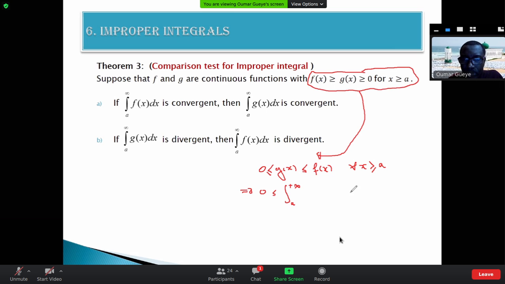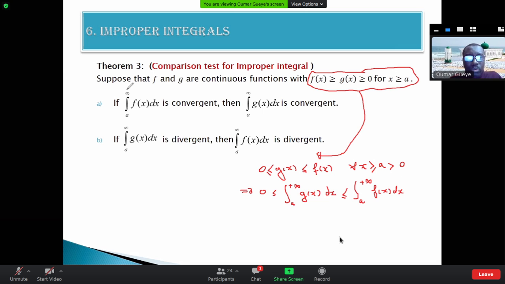Okay, and so a is a number, and the integral of g of x is going to be less than the integral of f of x because of this inequality. So we've seen the integral keeps the inequalities. When g of x is less than f of x, the integral of g is going to be less than the integral of f, because g of x is less than or equal to f of x.